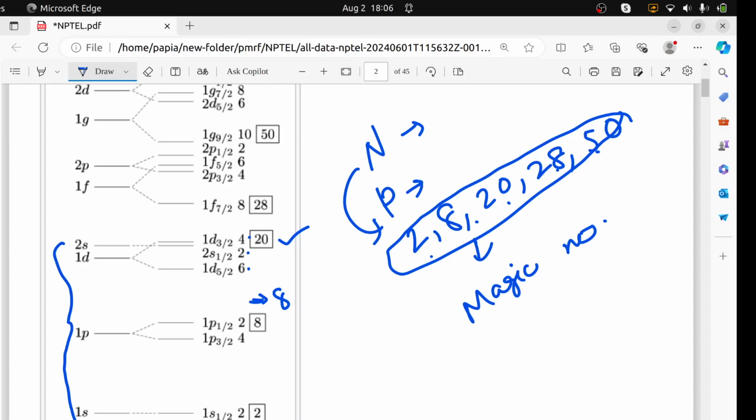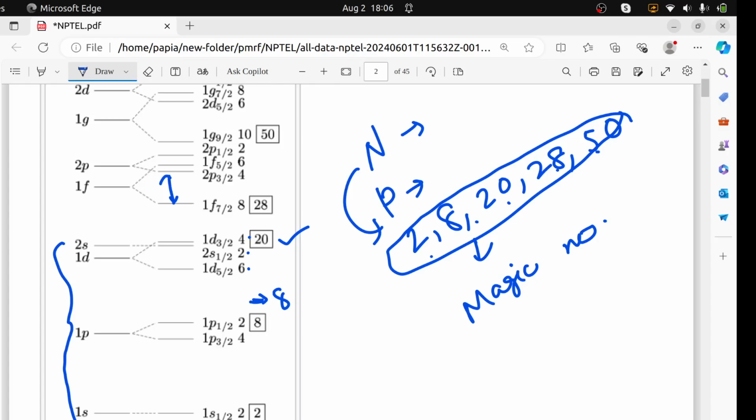Now coming to the 2s state, f state. For the 1f state, 1f 7/2, you can also see that this state is a little bit far from the other states. So whatever this comes to will also give a stable nucleus, right? So 20 plus 8, 28.